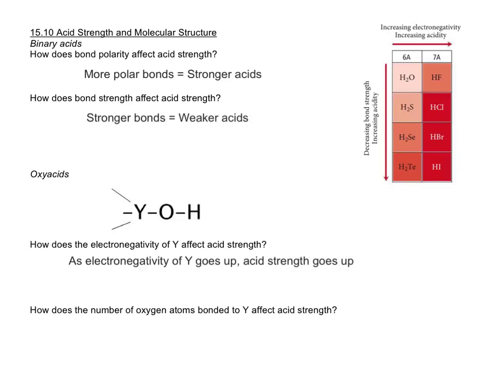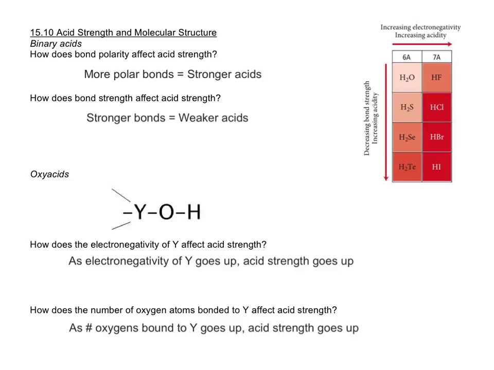Okay, and then the other thing that's a factor is the number of oxygens that are bonded to Y. So as we add oxygens to that Y atom, those oxygens are very electronegative, and so they'll continue to pull electrons away from Y, which again decreases the strength of that OH bond and lets the H go more easily. So as the number of oxygens that's bonded to Y increases, the strength of the acid also increases.